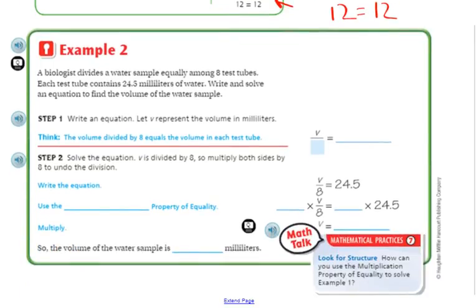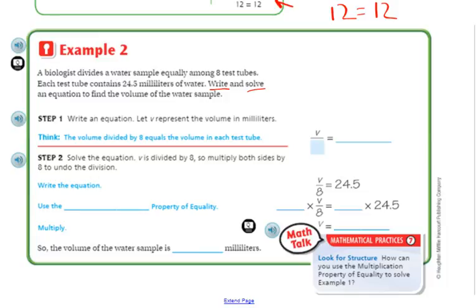All right, so a biologist divides a water sample equally among 8 test tubes. Each test tube contains 24.5 milliliters of water. Write and solve an equation to find the volume of the water sample. We got to write and solve. Two things here. Don't let it blow your mind. Let's just take it one step at a time. We're going to take care of the write first here.